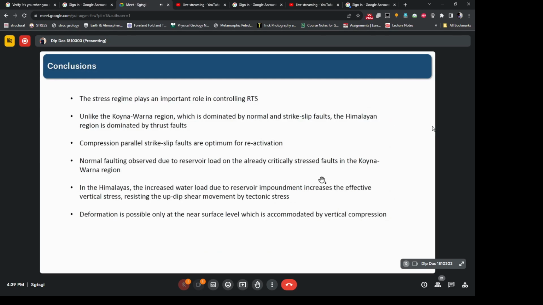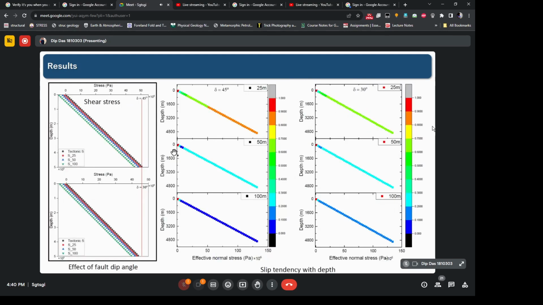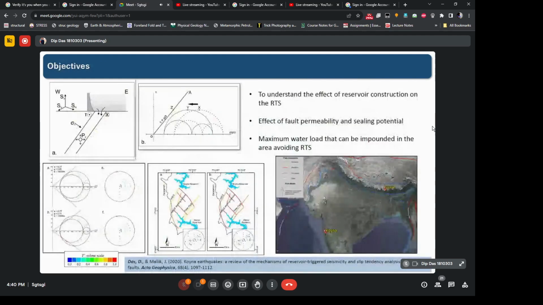Now, from this, what we can conclude is that stress regime plays an important role in controlling reservoir triggered seismicity. And as I mentioned, unlike the Koyna-Warna region, which is dominated by normal and strike slip faults, the Himalayan region is dominated by thrust faults, and thus the impoundment of the reservoir increases the stability. And compression-parallel strike slip faults, as I also mentioned, are optimum for reactivation, as we can see for the Koyna region here.